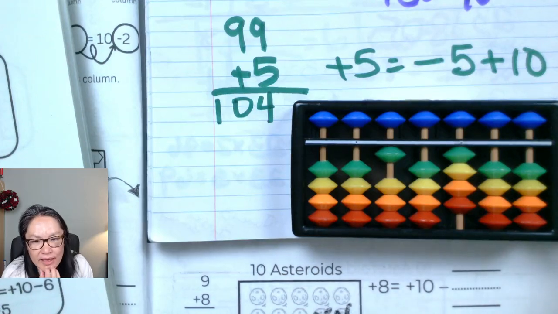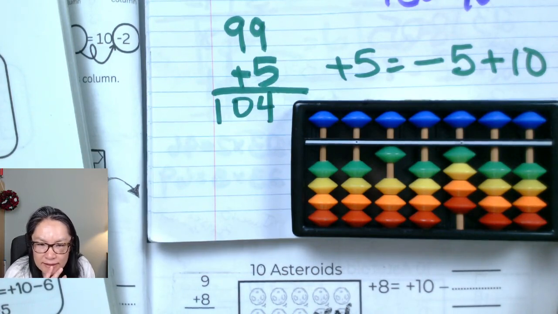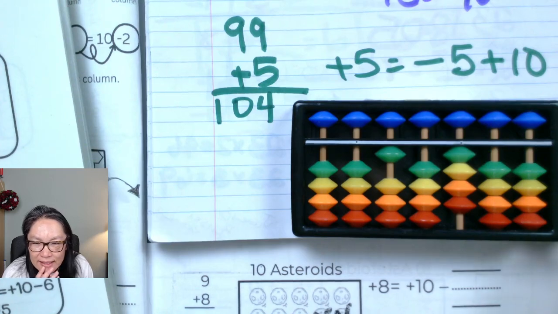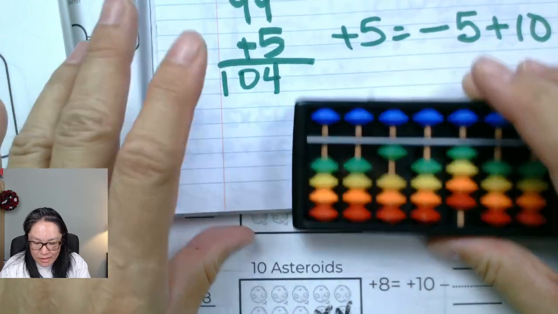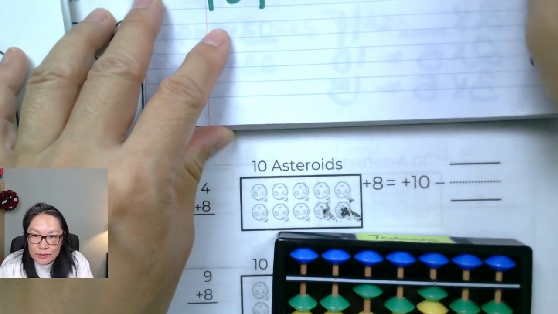I failed math class throughout school. Oh, that's too bad. I think if you did it on the abacus, you might be able to get it. We could do it again. Let's do another one, right? Let's do another one.